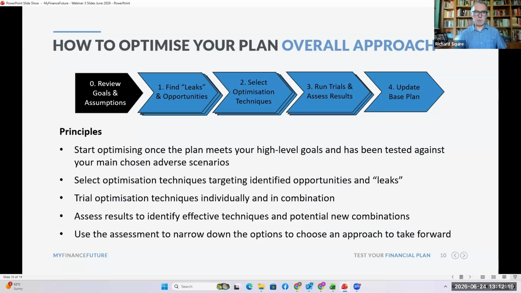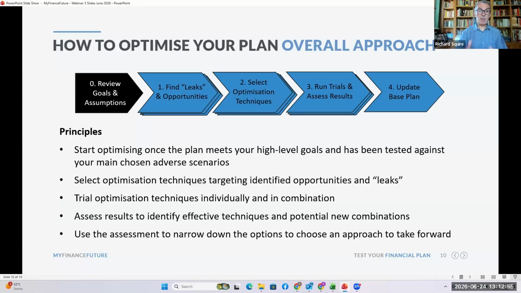So how do you optimize your plan? Well, we wanted to come up with a process you could go through in a structured way to optimize your plan. And we would advocate this, and I'll follow this as we go through the demo. First off, review your goals and assumptions. So understand what you've been trying to do with your plan when you first started the process of planning overall, and what assumptions you were making, in particular, as you went into the testing process. And have those as reference points in your mind as you go through the optimization.